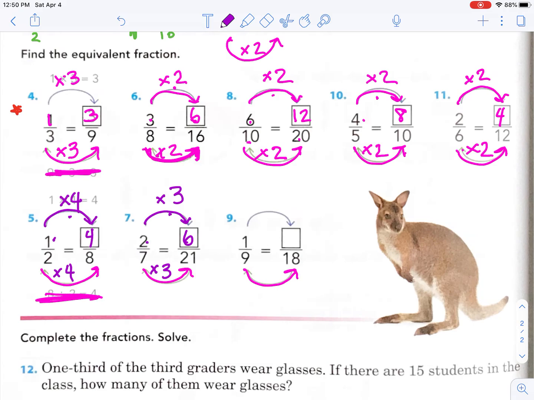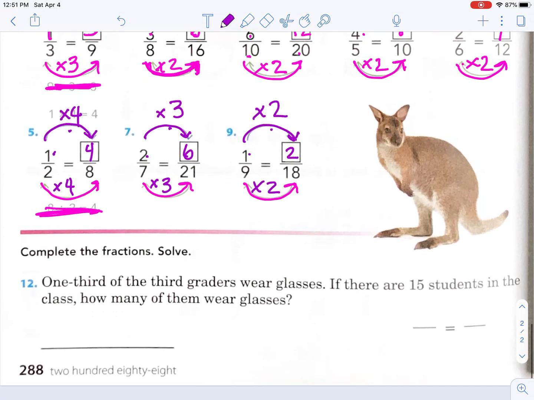All right. Last one on this section. 9 times what equals 18? Write it in. I'm going to give you a minute. 9 times 2 equals 18. All right, and what I do to the bottom, I also do to the top. So if I times 2 on the bottom, I times 2 on the top. 1 times 2 is 2. So 1/9 is equal to 2/18.